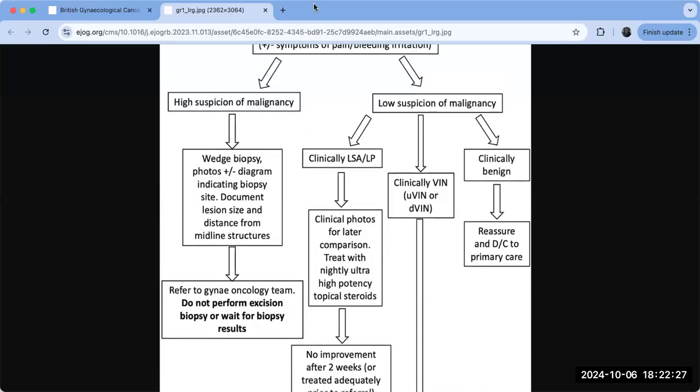The third arm of the low suspicion of malignancy in this algorithm. Guys, can you see? I'm sorry. Don't want to disturb you. Can you see the screen now?